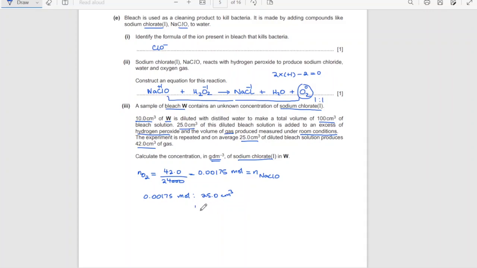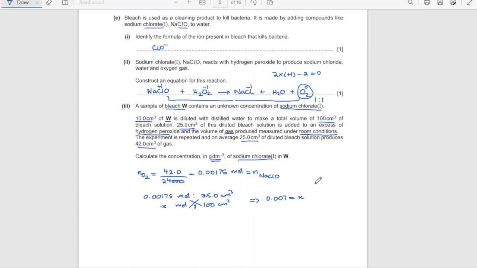And the total of this diluted solution, you should remember, is 100 cubic centimeters. Now we need to find the moles in that entire 100 cubic centimeters of the dilute solution. So once you cross multiply, you just multiply 0.00175 by 4, and that gives us 0.007. That is the value of X. Now, the 0.007 moles is contained in 100 cubic centimeters of the diluted solution.